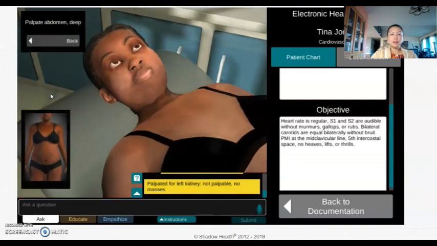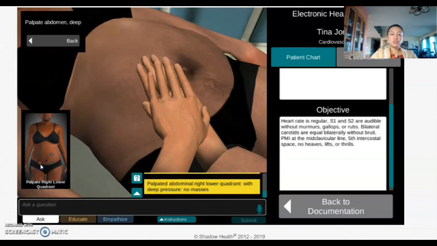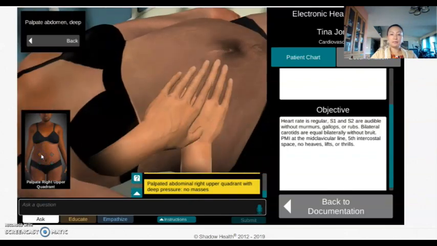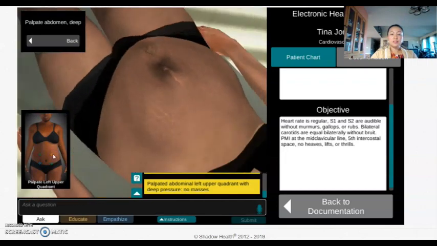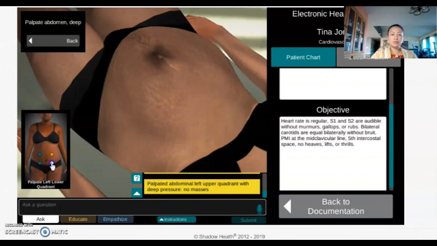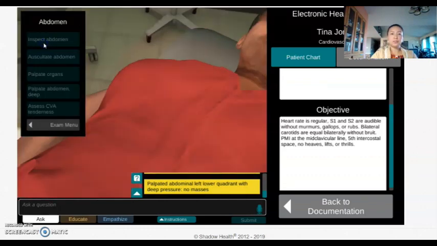Okay, this time I am going to do a deep abdominal palpation. This is to check for any organomegaly as well as masses or lumps. Again, I'm going to start in a clockwise motion, starting at the right lower quadrant, going to the right upper quadrant. As of this moment, no masses are palpable. And now to the left lower quadrant.